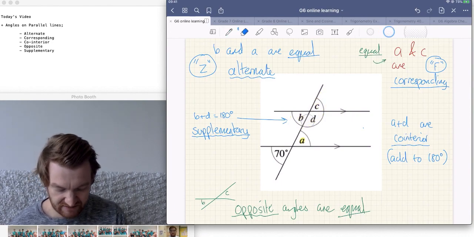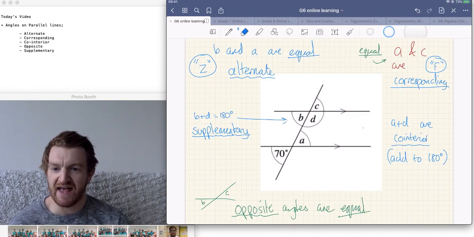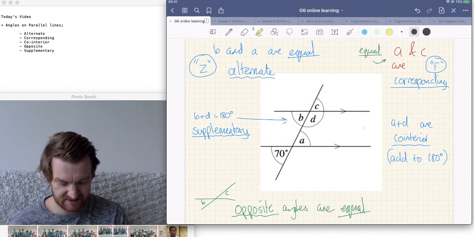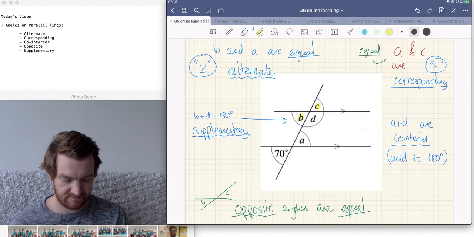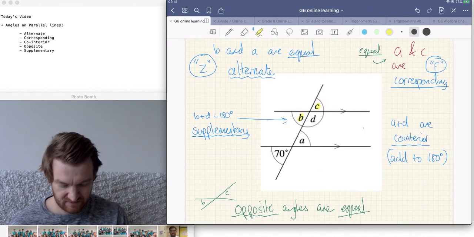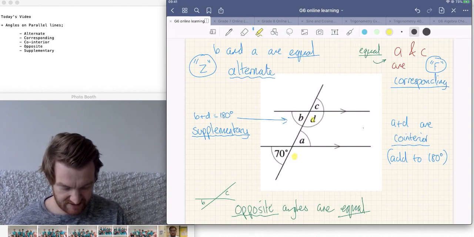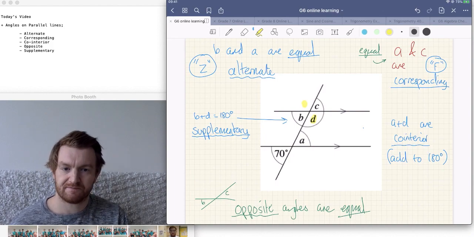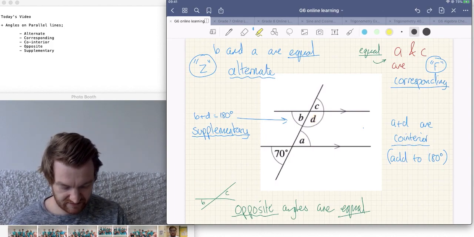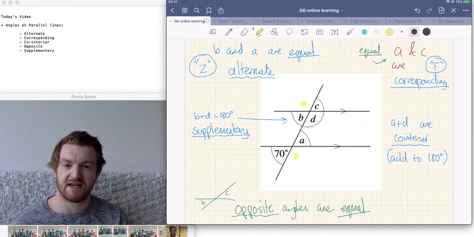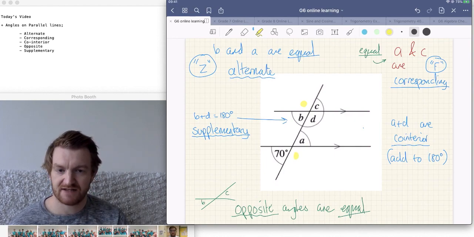So what does that mean? Well, it means we've got lots of pairs. Think about playing snap. We've got lots of ways we can play snap. We could say B and C are the same, or that A and C are the same. We can say that this angle here and D are the same, and that D and this angle here are the same. If we know that these two are the same, we could also say that these two here must be the same. They're alternate. They make that Z shape, a zigzag.